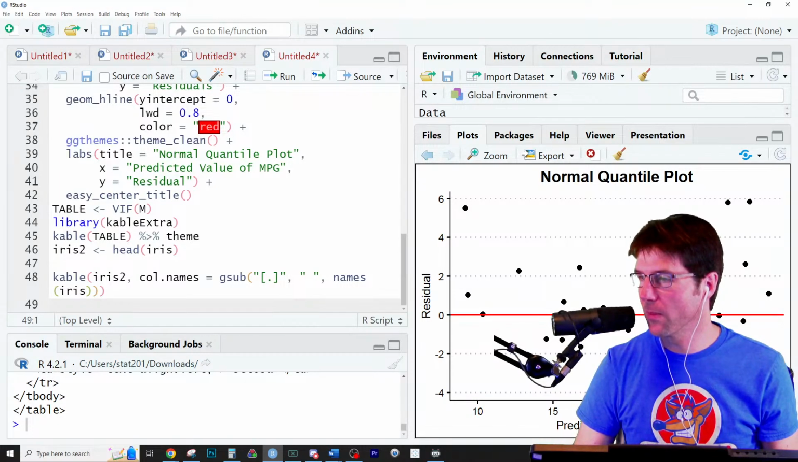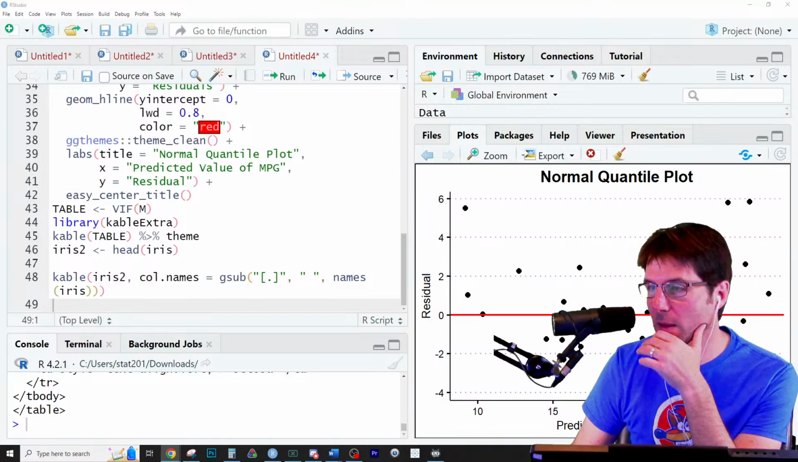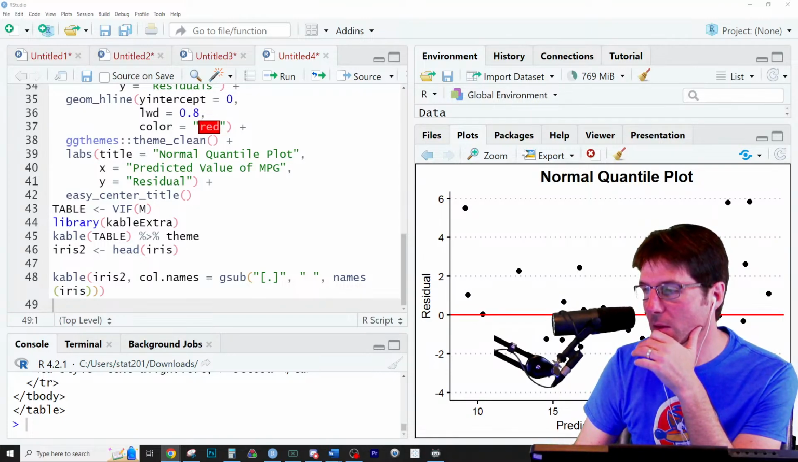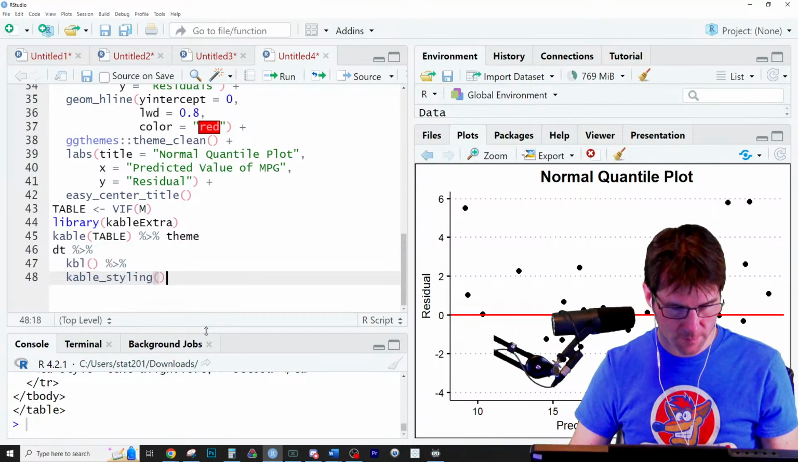Why is that not showing up? I guess it shows when you knit. Why have I forgotten how to make a kable? Here we go. There it is. My gosh. Okay, there it is.